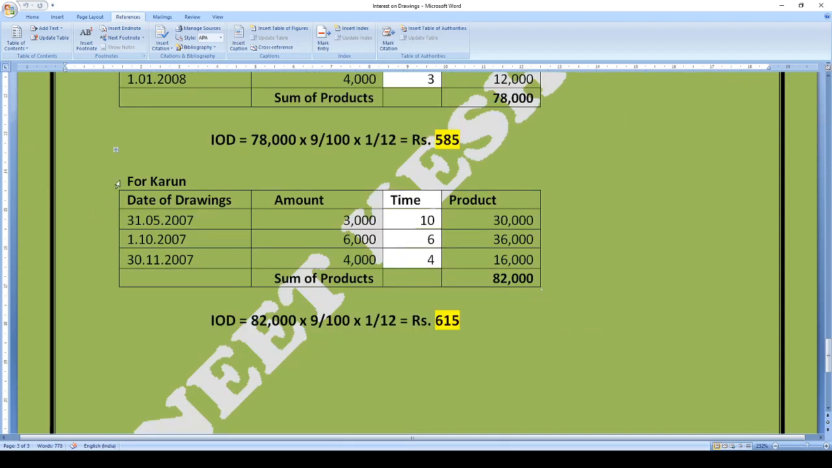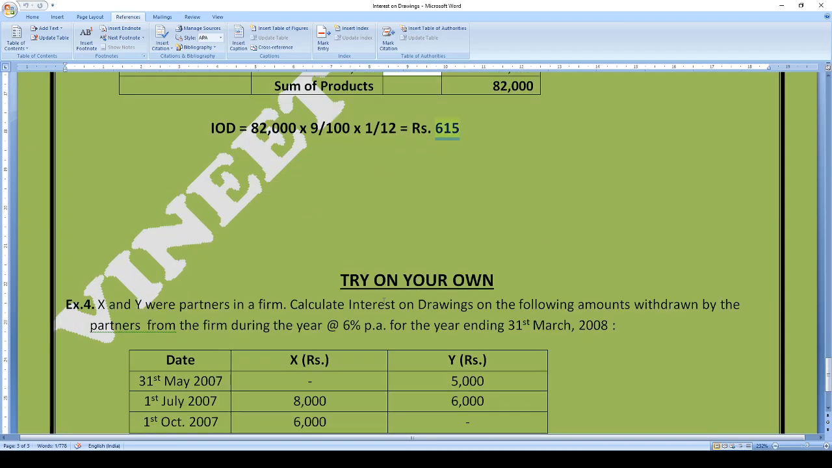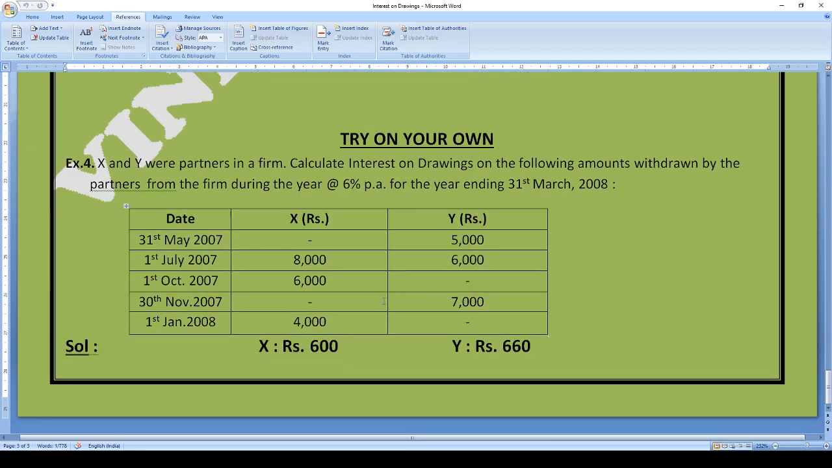Similar calculation can be made for Karun also. Here are the date of drawings, amount, time and product. Sum of the product is 82,000 and we have put this amount here and we get 615 as interest on drawing for Karun. I hope you are very clear with these two methods, these two topics, and you can try on your own this question, example number 4.